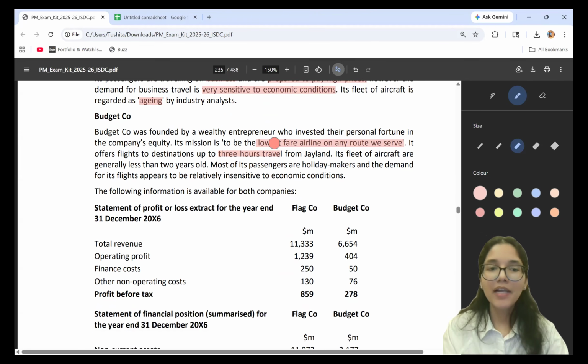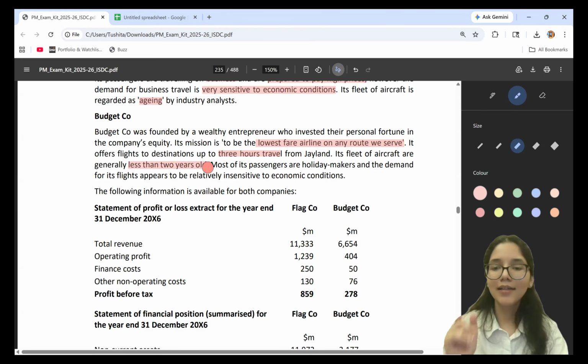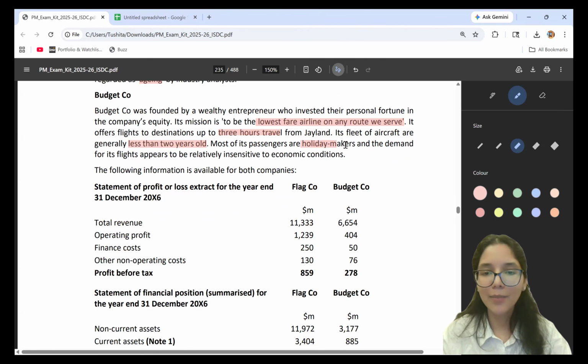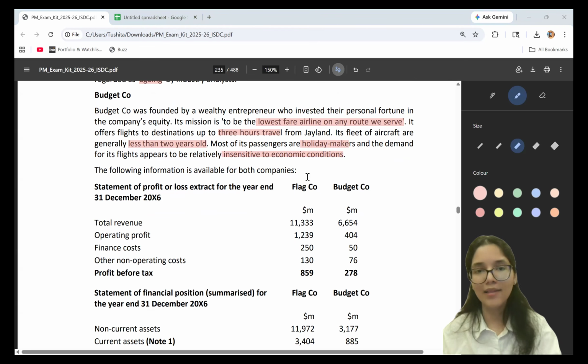Its fleet of aircraft are generally less than 2 years old. Again, another major point of difference: our flag company is having the old airplanes. This budget company has all of the new airplanes. None of their planes is older than 2 years. Most of the passengers are holiday makers, and the demand for its flights relatively appears to be insensitive to economic conditions. So definitely, because they're charging lesser money, even during the time of recession, they will not see a lot of drop in their revenue.